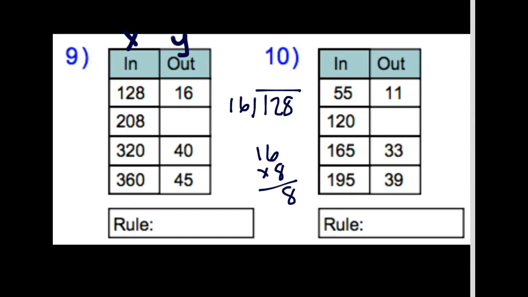8 times 6 is 48. 8 times 1 is 8, plus 4 is 12, so 128. So the answer to that is 8, because 8 times 16 is 128.